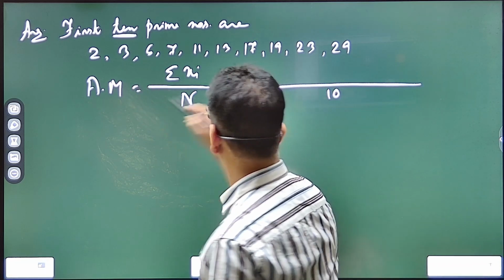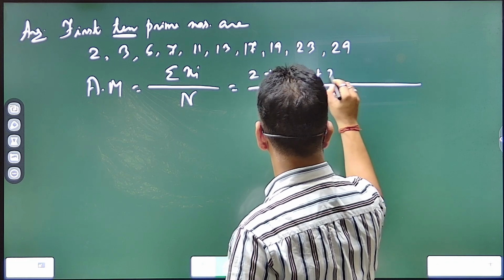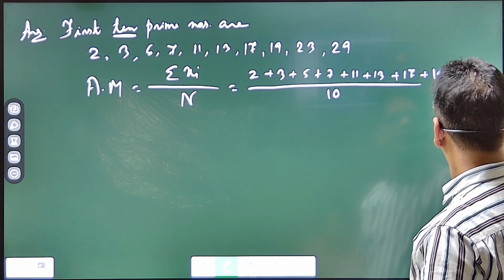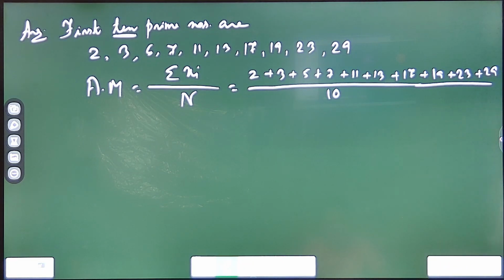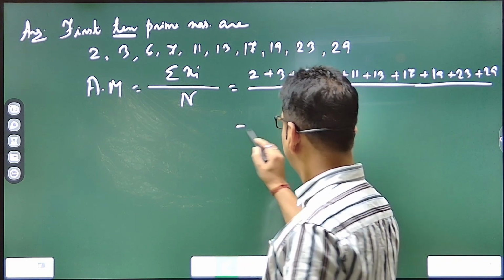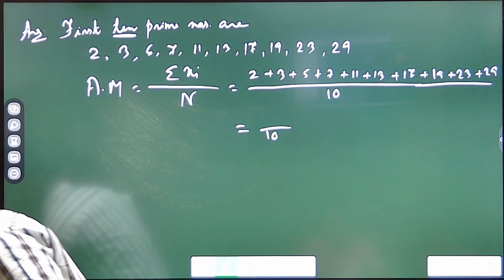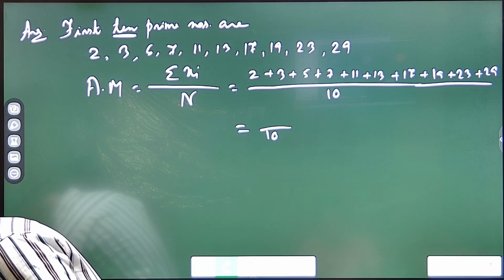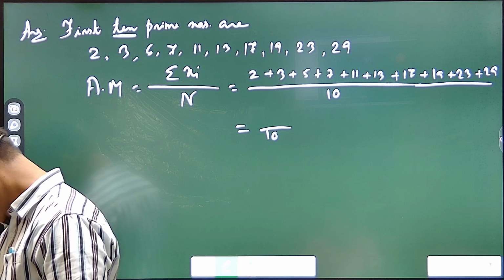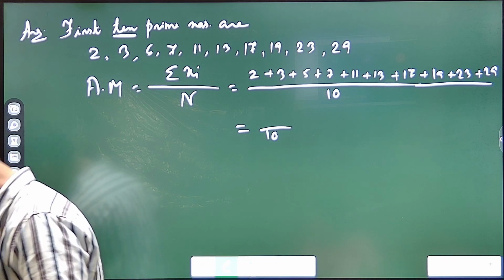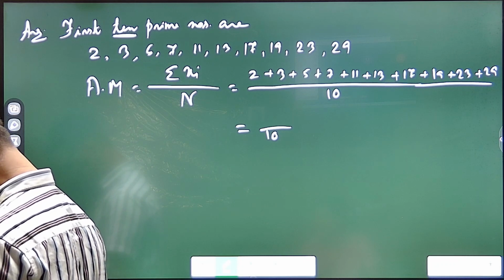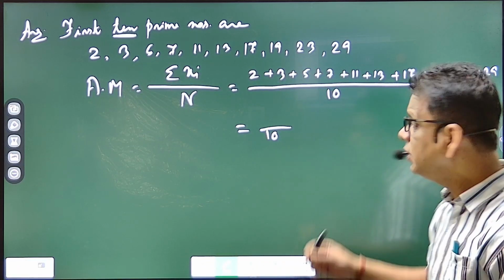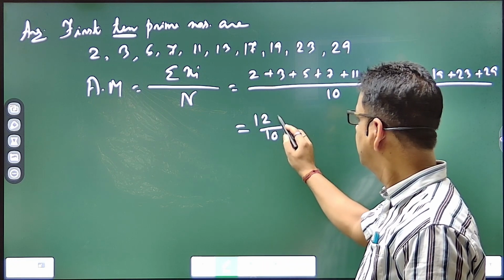And all these numbers, 2, 3, 5, 7, 11, 13, then 17, then 19, 23, and 29. We just need to add them and divide by how much? 10. Okay, add the numbers, get the answer. You can use a calculator, as you know already. So get the answer for it. What is the total? 128. So it is 12.8.